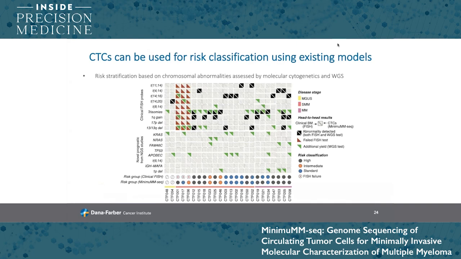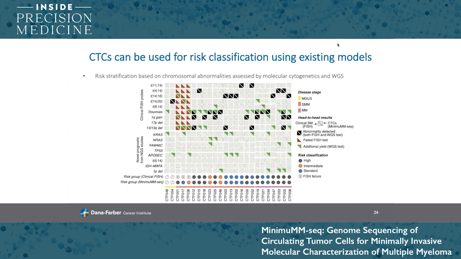In the genomics era, implementation of clinical sequencing to improve stratification of patients based on genomic biomarkers has a high potential. We wanted to assess whether genomic profiling of CTCs for stratification could provide a minimally invasive and repeatable solution to refine patient classification using existing models. The matrix plot below shows head-to-head risk stratification based on chromosomal abnormalities assessed by molecular cytogenetics versus whole genome sequencing. There's a lot going on, but hopefully I can walk everyone through it.